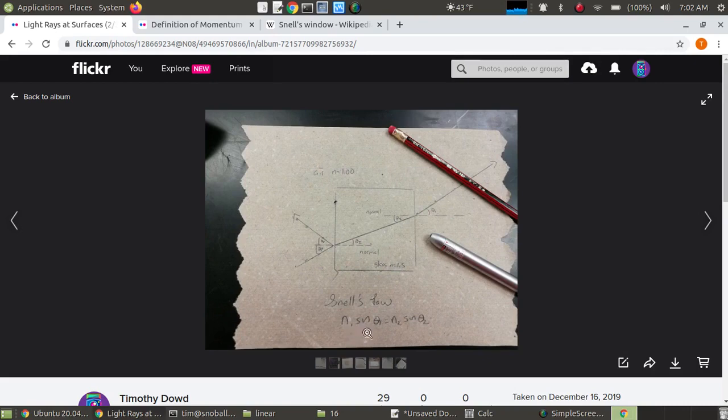This side has to do with one of the two materials light's in, this side has to do with the other. And the sines of the angles times the indexes of refraction will be equal. So we can use this to calculate. If we know one angle and we know the indexes of refraction, we can figure out the other angle. It tells us how much light bends.